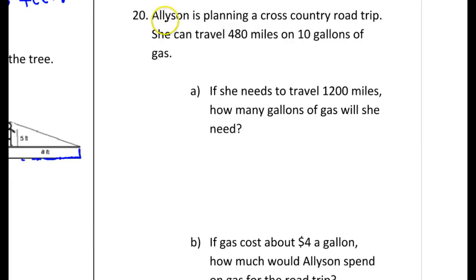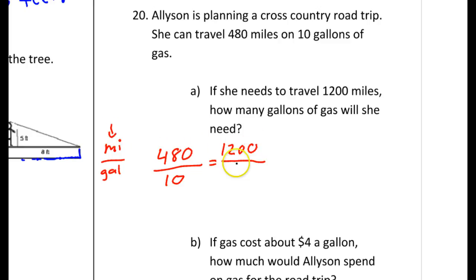Some more proportions. Let's see here. Now Allison's going on a road trip. She can travel 480 miles on 10 gallons. Okay, so let's do our miles on top and gallons on the bottom consistently as we go along. And we want to see, well, if we can get 480 miles on 10 gallons, which is really good mileage, that must be a hybrid car. 480 miles, 10 gallons. How many gallons will it take to get 1,200 miles? So I know, again, miles go on top, so 1,200. All right, and we want to know G, how many gallons.